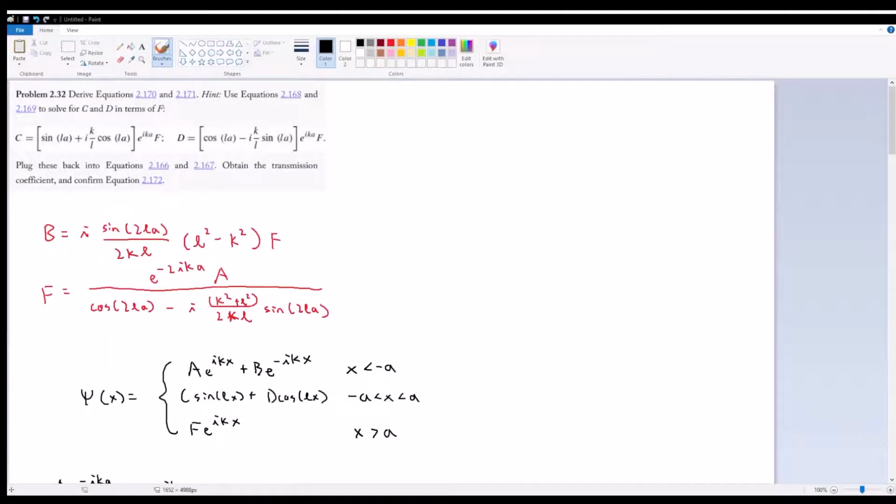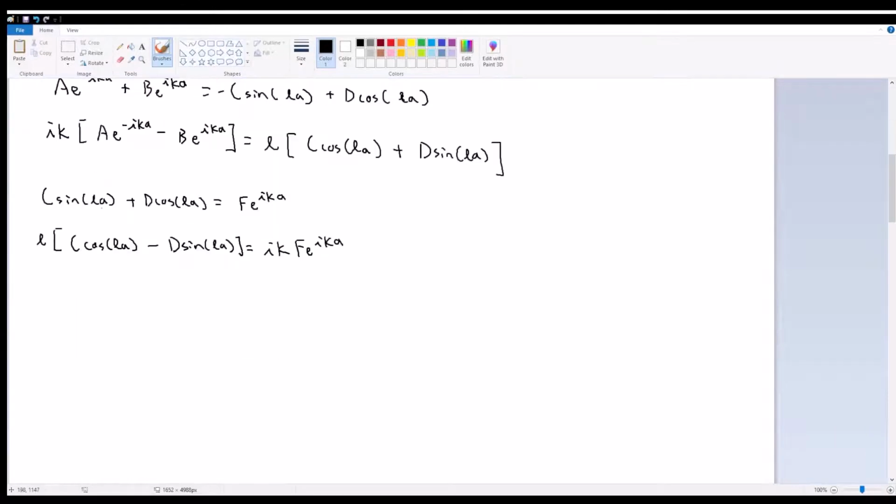We're going to solve this system by using the hint that we're given. It says to use equations 2.168 and 2.169 to solve for C and D in terms of F, and we're given the resulting answers here. So 2.168 and 2.169 are these two expressions. So we're going to take these and solve C and D in terms of F.